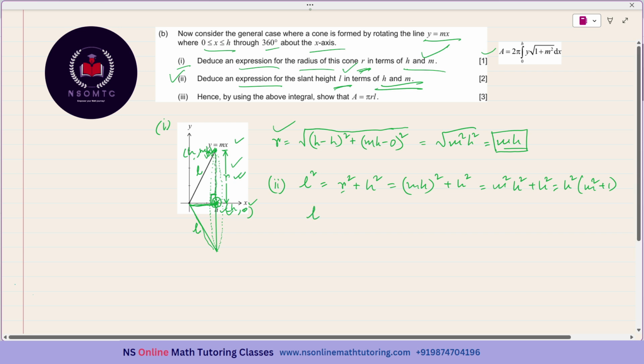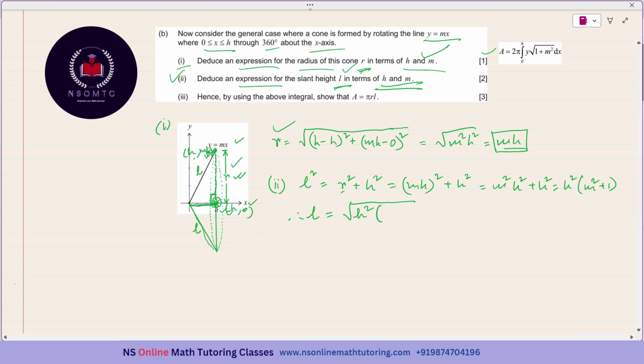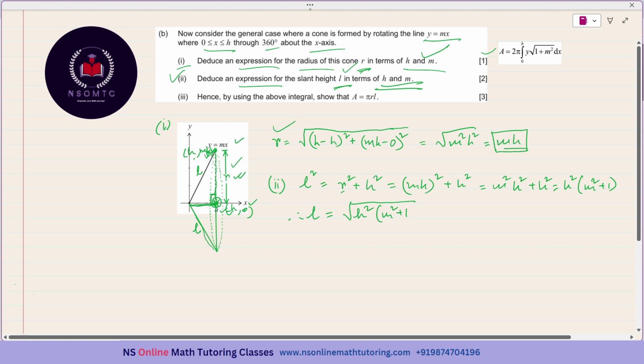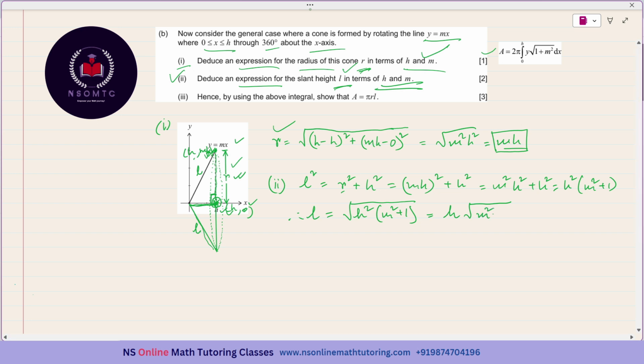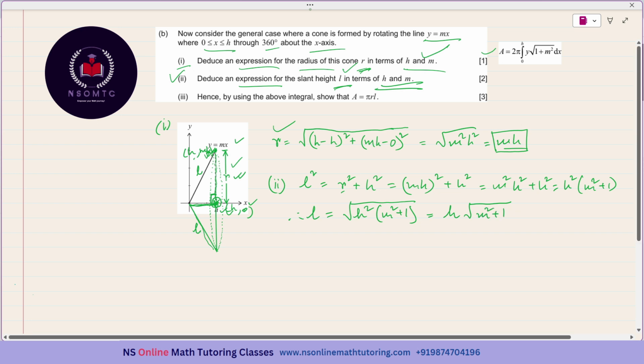So therefore, L will be the square root of h square and m square plus 1, which is h times the square root of m square plus 1. Okay.